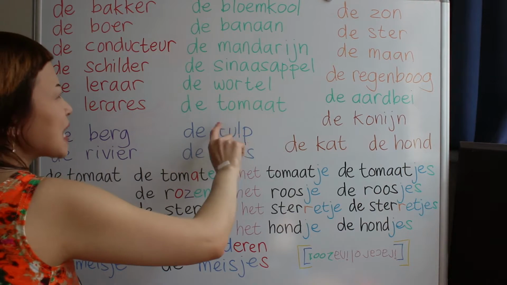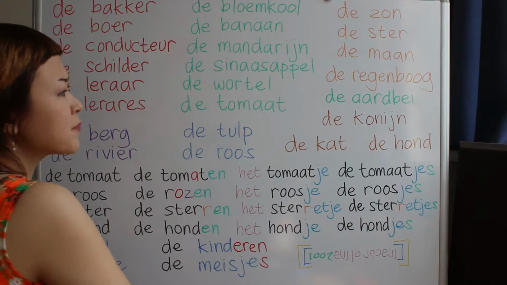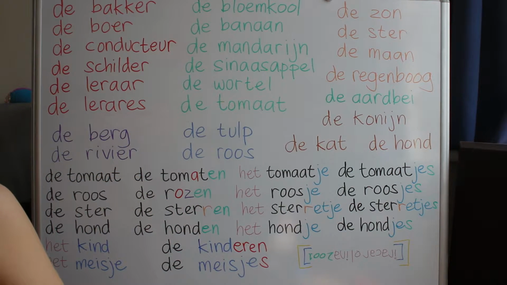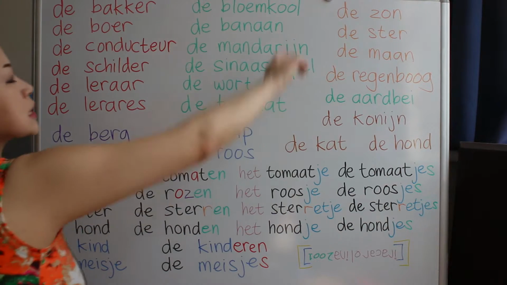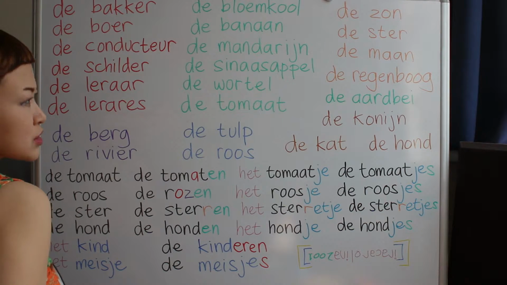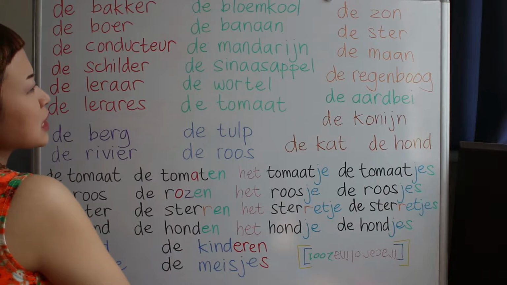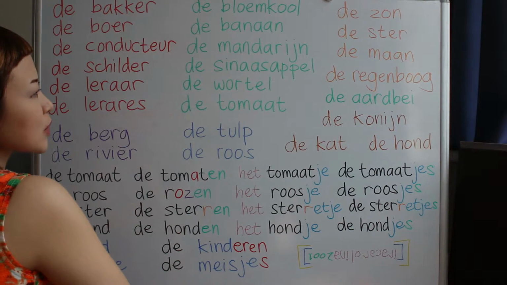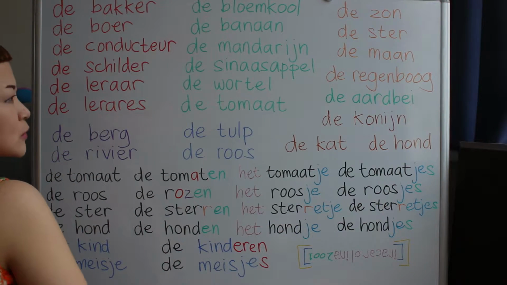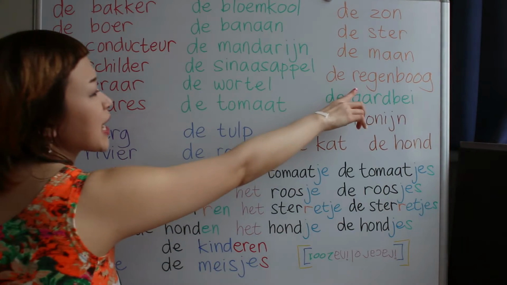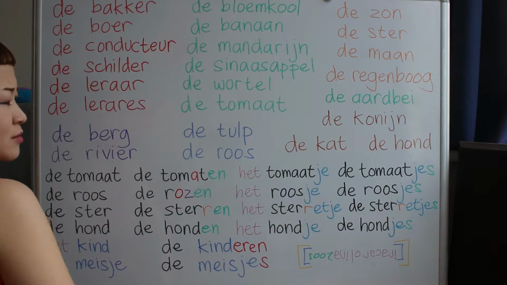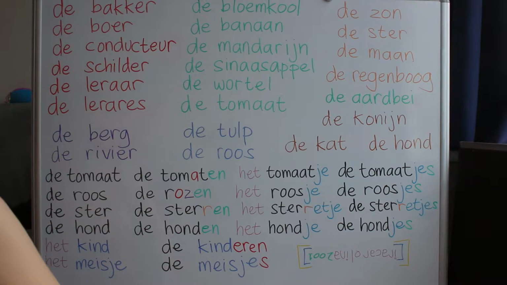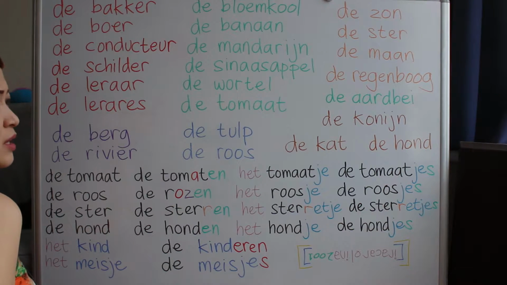Tomato, de tomaat. And strawberry, de aardbei. These are things in the sky, natural or nature. The sun, de zon. The star, de ster. The moon, de maan. The rainbow, de regenboog. Regen is rain. Boog is bow. Rainbow, regenboog. A bow or arch or curve that appears after the rain.